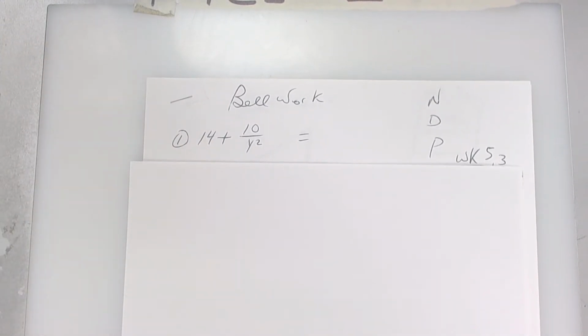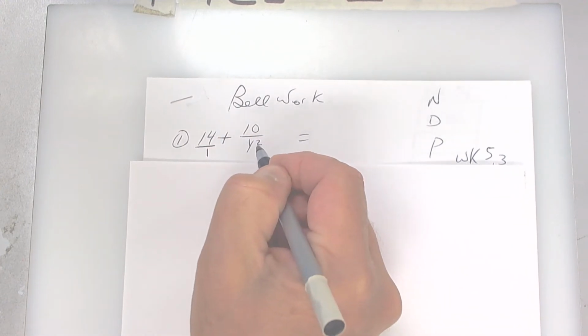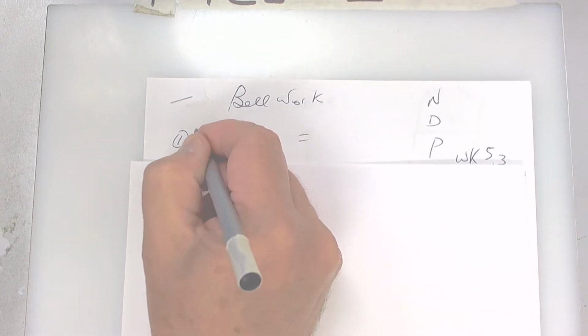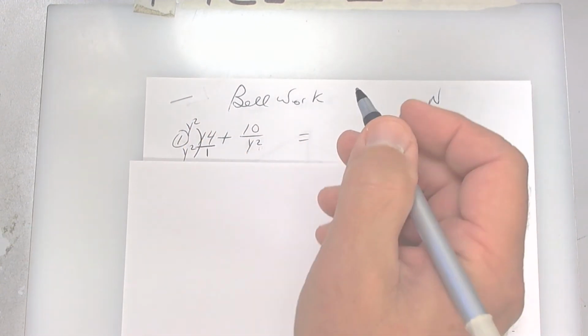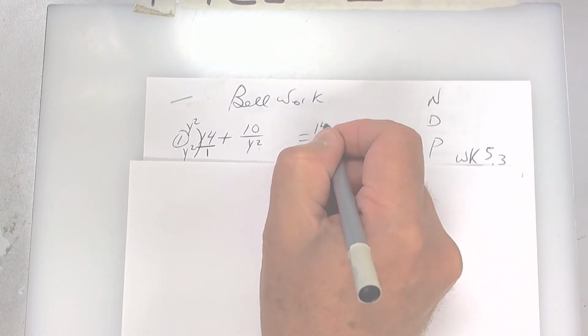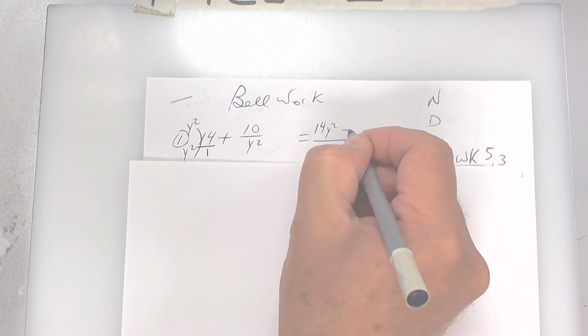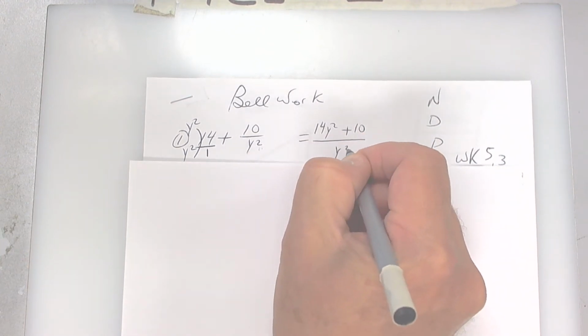This one right here, what I would do is put a 1 under here first. And then your least common denominator here is going to be y squared. So you want to multiply this one by y squared, top and bottom. And when you do, you're going to get 14y squared plus 10 all over y squared.